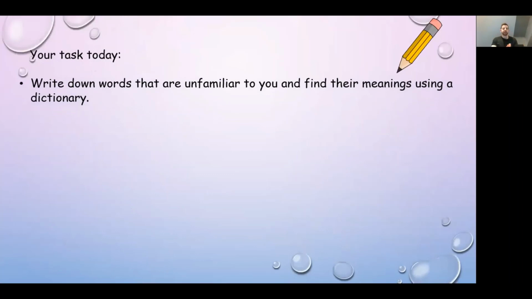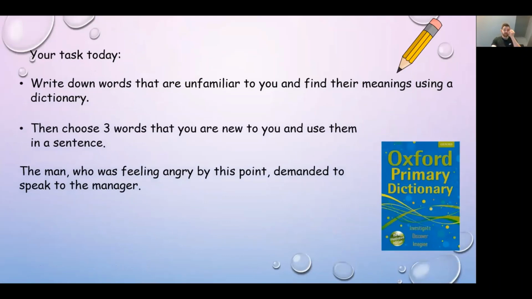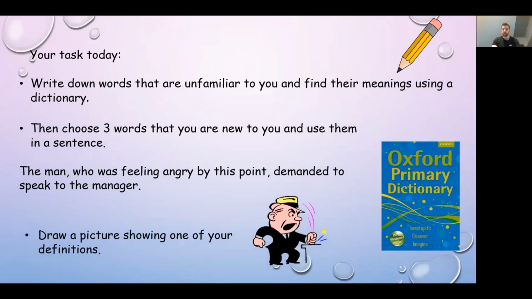So your task today is to write down any words that are unfamiliar to you, which some of you may have done already, and to find their meanings using a dictionary. And then I want you to choose 3 of the words that are new to you and use them in a sentence. So I chose the word demand. If you remember in the story, they demanded money for the carriage to go past. And my sentence is: the man who was feeling angry at this point demanded to speak to the manager. And I've drawn a picture showing that as well. So I want you to draw a picture showing one of your definitions as well.